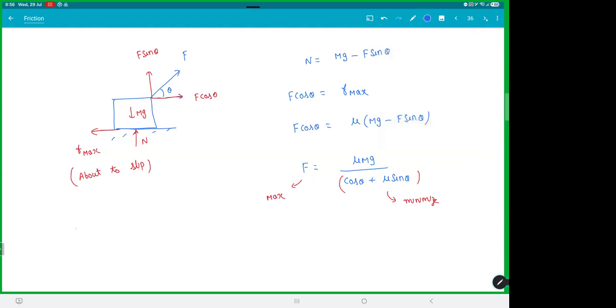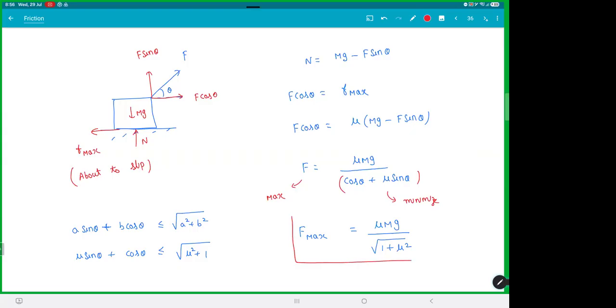And we know from trigonometry, a function a sine theta plus b cos theta is always less than or equal to root over a square plus b square. So if you do that, F minimum will be mu mg over root over, with a being 1 and b being mu, 1 plus mu square. This is the minimum force, which is definitely less than mu mg. So mu sine theta plus cos theta must be less than or equal to root over mu square plus 1. Standard result. Mu mg by root over 1 plus mu square.